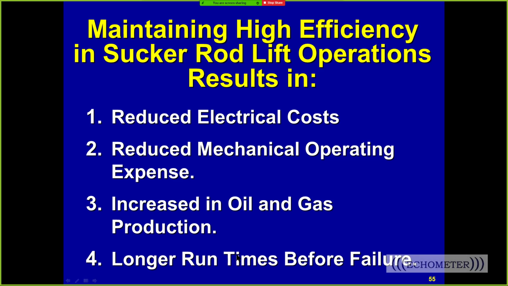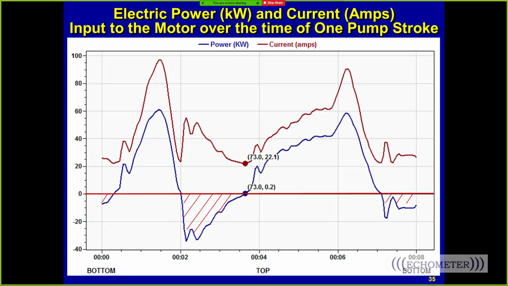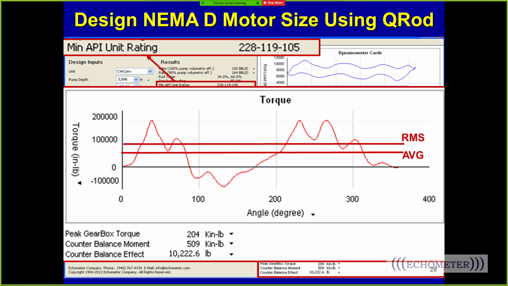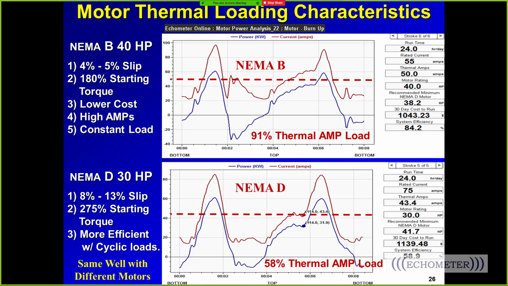We have a question regarding the efficiency. He's asking, can you tell us more about why the system efficiency is higher when using a 50 horsepower NEMA B motor compared to the 30 HP NEMA D motor? This slide here, talking about the system efficiency, 84% on the NEMA B. You know, I don't know. I can't answer that very well. I don't know why it shows that. We have the data we can look at in more detail. I don't believe that number. I need to look at it more.